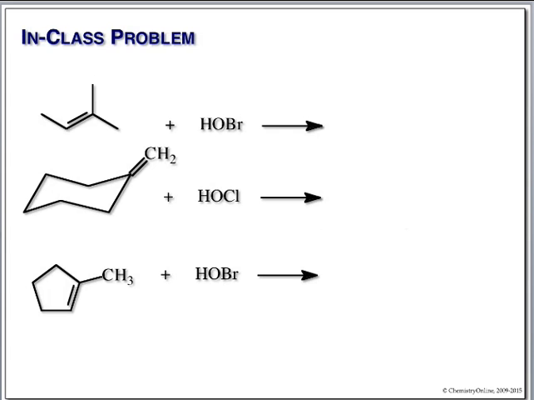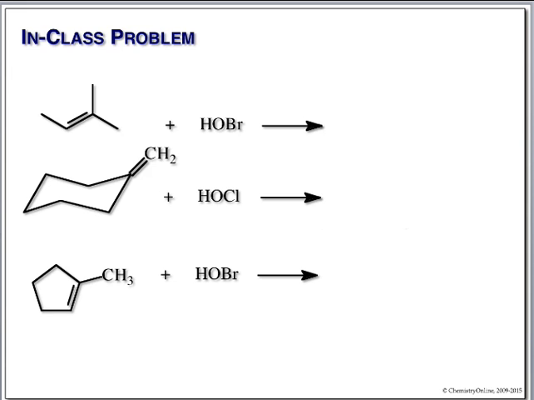When you look at this, you will say to yourself, addition of HOBr or HOCl. Okay, I'm going to get a halohydrin. OH on one carbon, halogen on the other. OH will be bonded to the carbon that would yield the most stable carbocation. Whenever you do reactions in organic chemistry, you talk to yourself quietly, but talk to yourself. And say these little things because it just makes it so much easier.